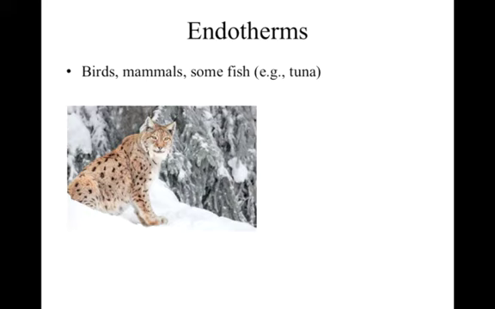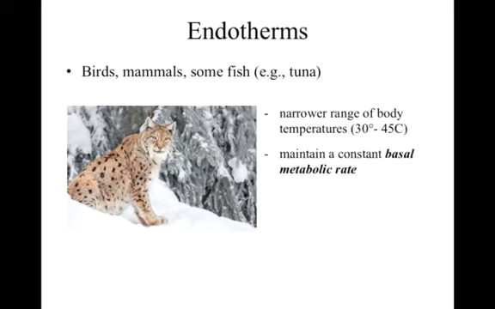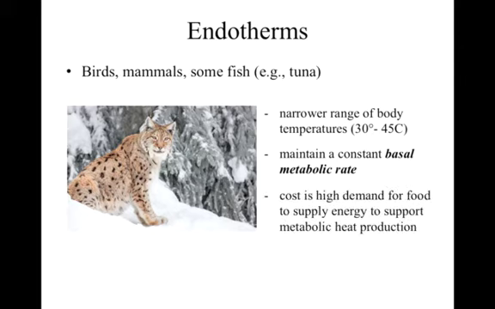With endotherms, these are things like birds, mammals, some fish. They have a much narrower range of body temperatures, and they maintain a constant basal metabolic rate. Now, that sounds good. That means they can move around and run around in the snow, which ectotherms definitely generally can't, but there's a cost.